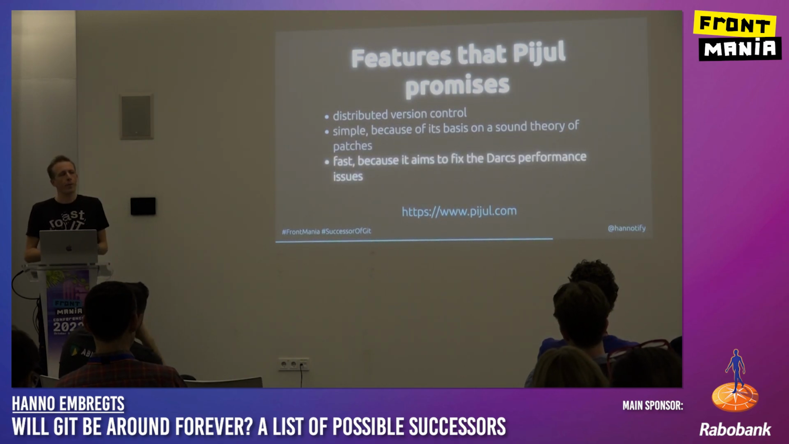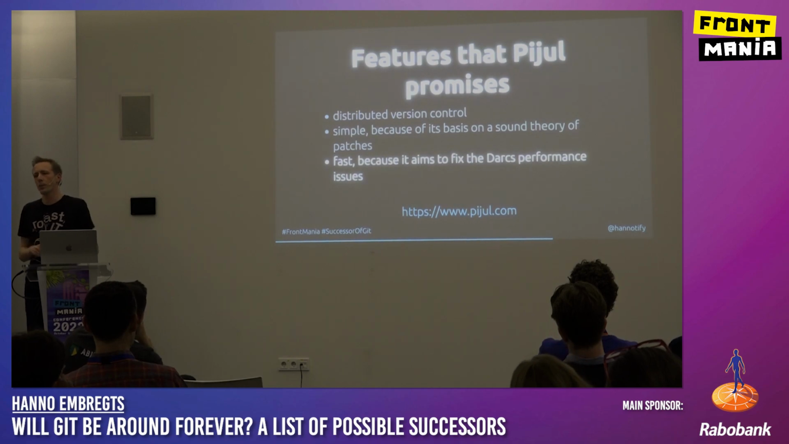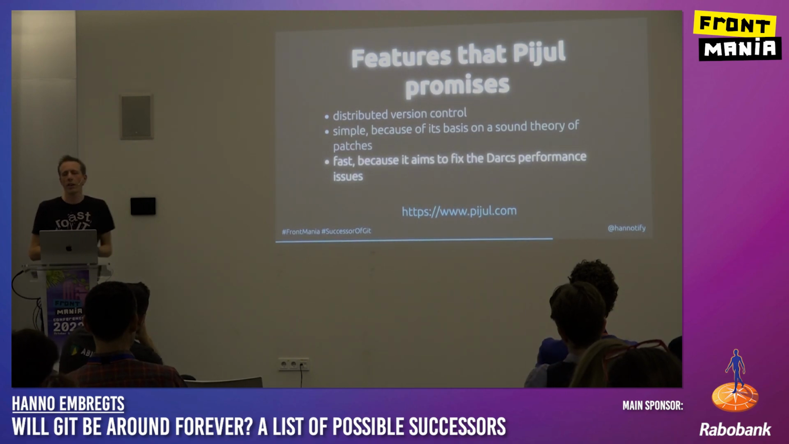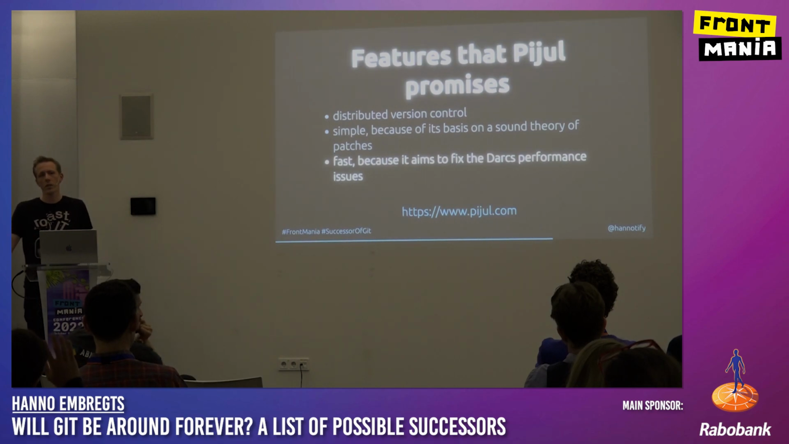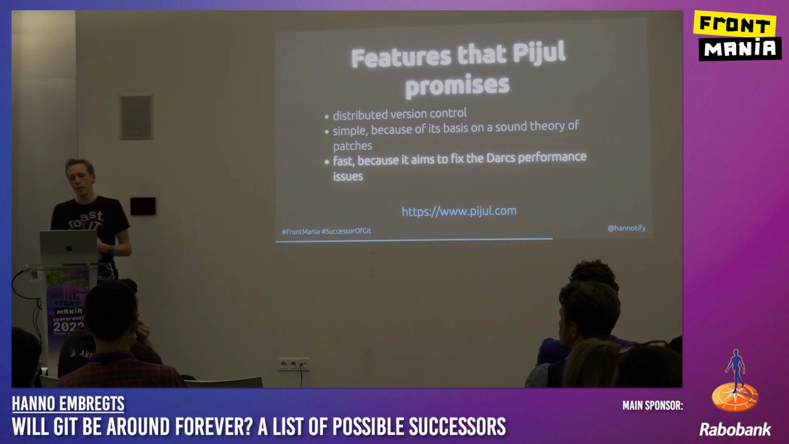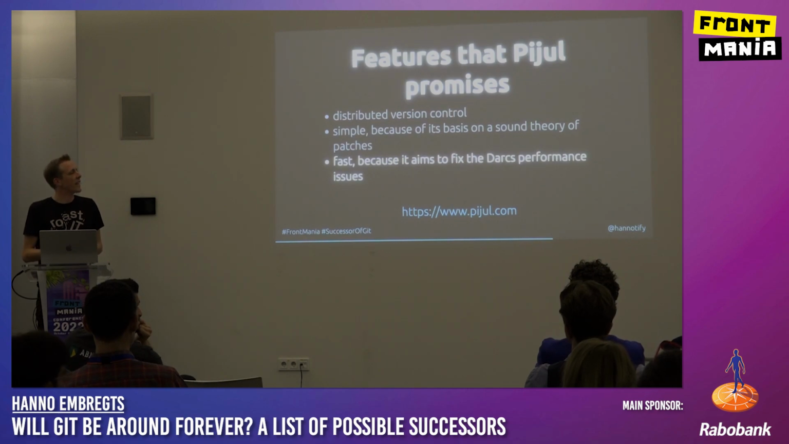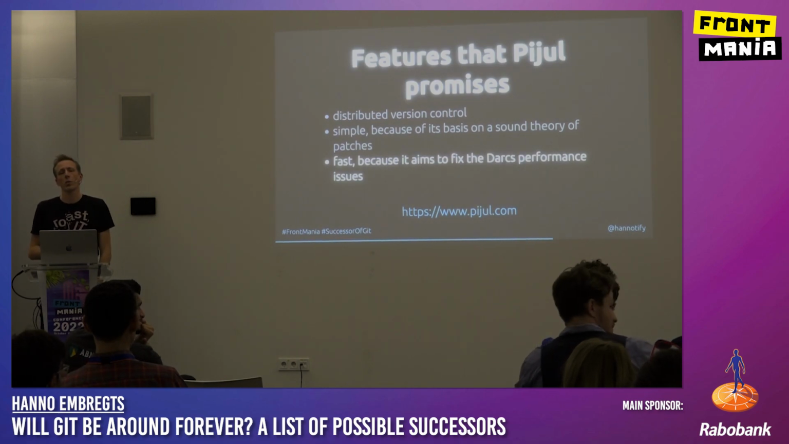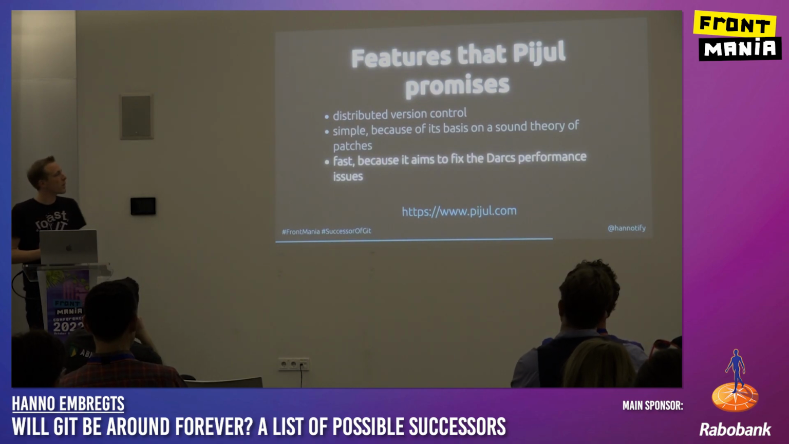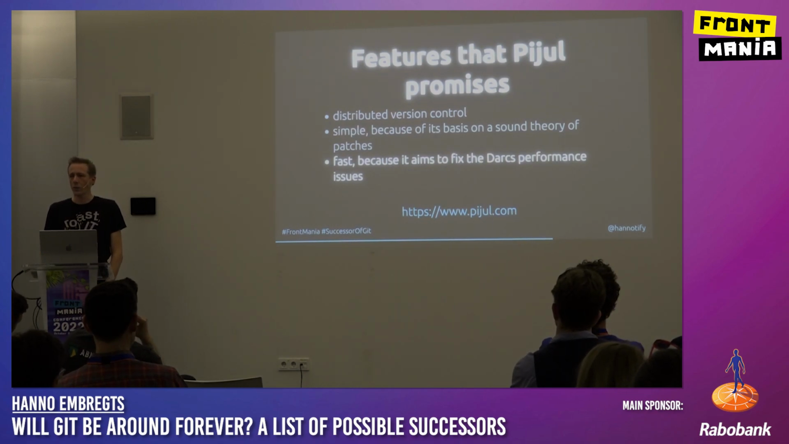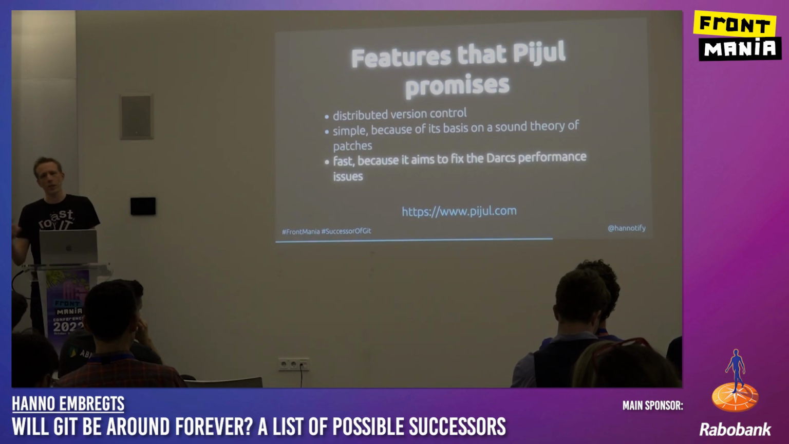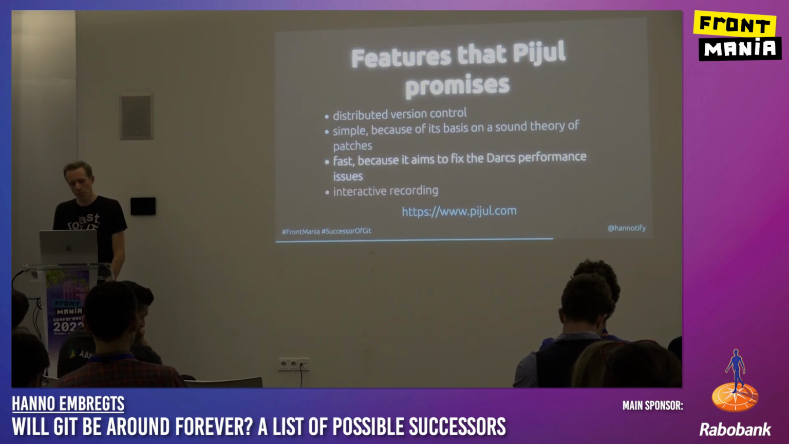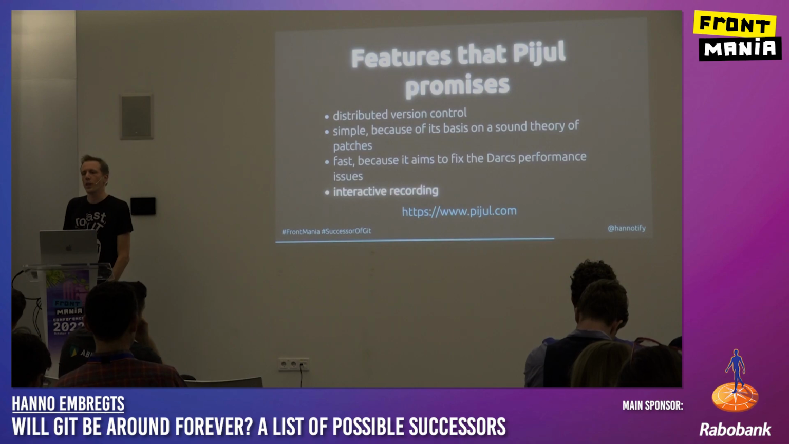It's not the first patch-oriented version control system that existed. In the popularity graph I showed you earlier, there was a system called Darcs. Anyone familiar with Darcs? Yeah, a few people. Also patch-based. It never really gained any traction, not mainstream actually, because a lot of operations were very slow in Darcs. And Pijul is trying to be a better version of Darcs, trying to fix the performance issues. And it also has a feature called interactive recording.